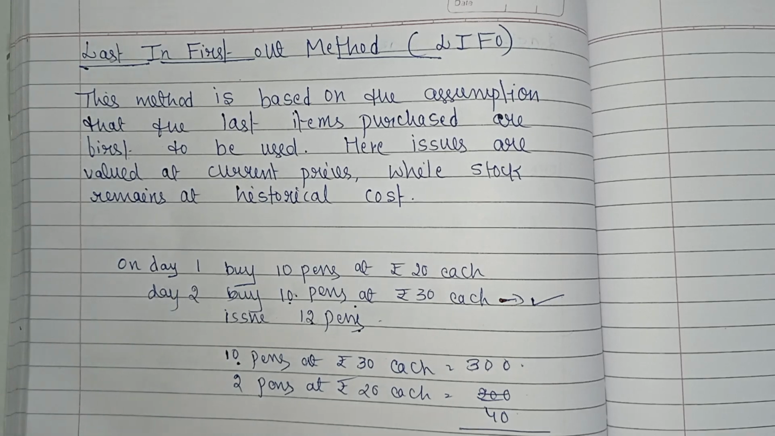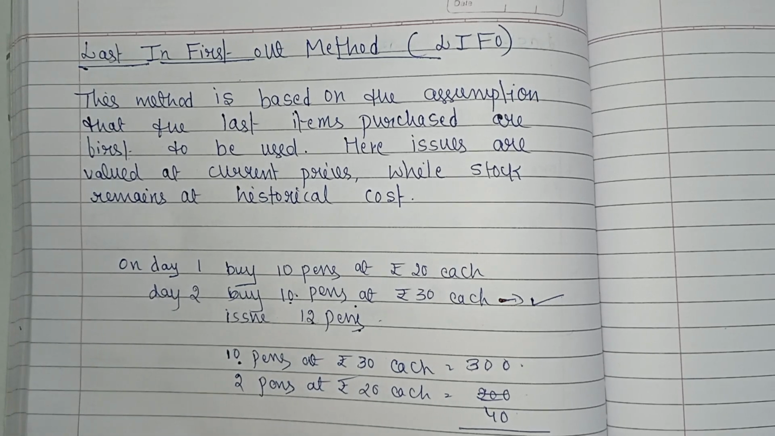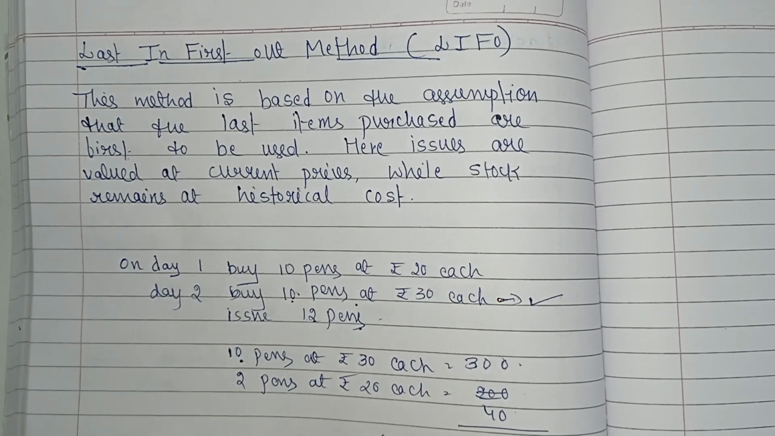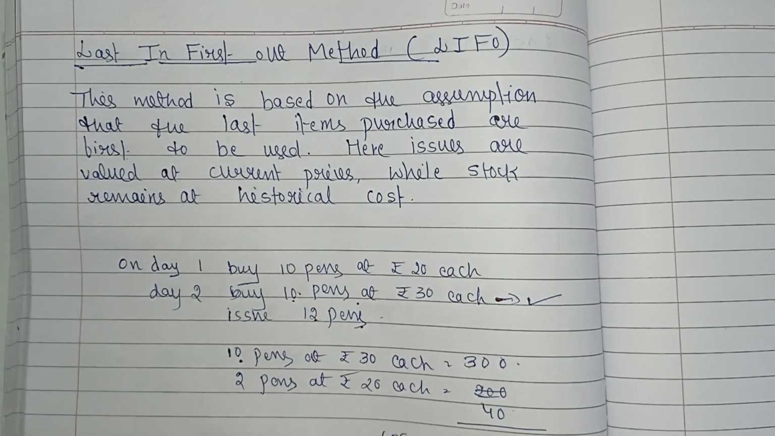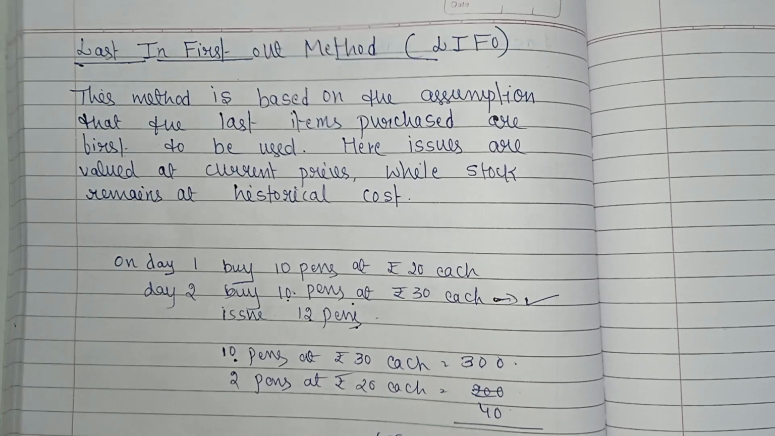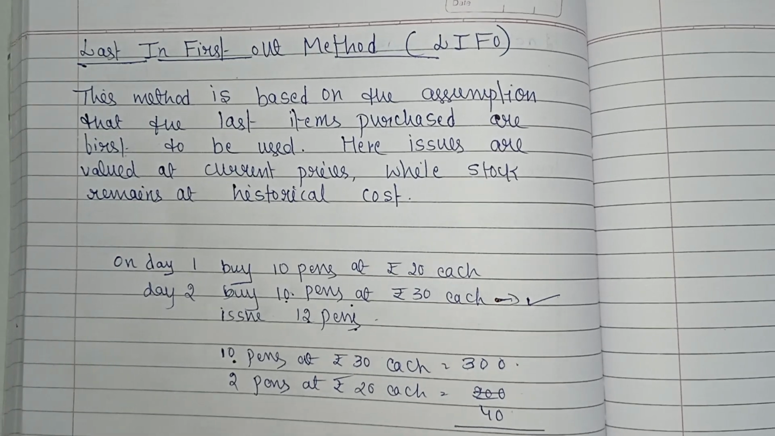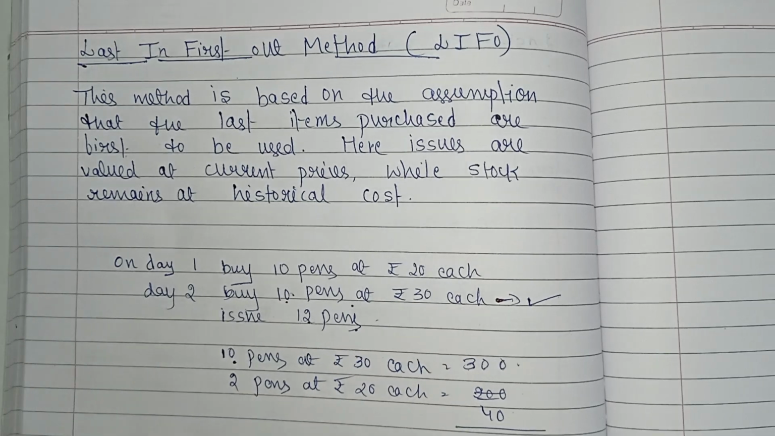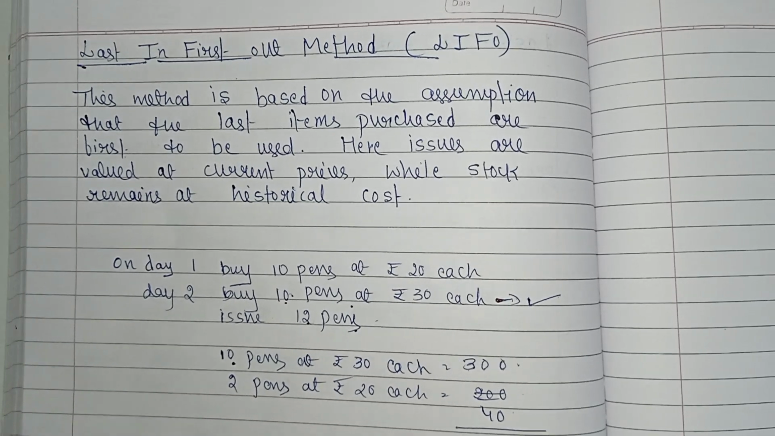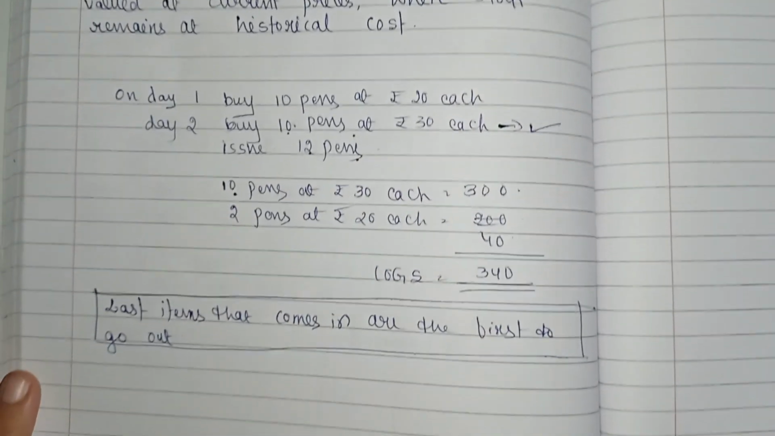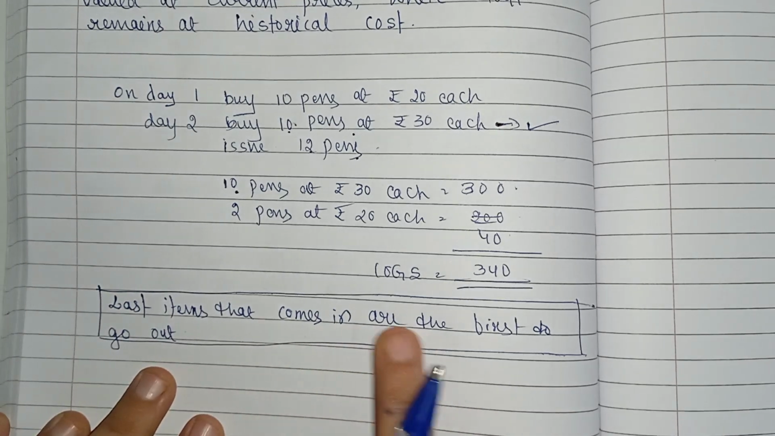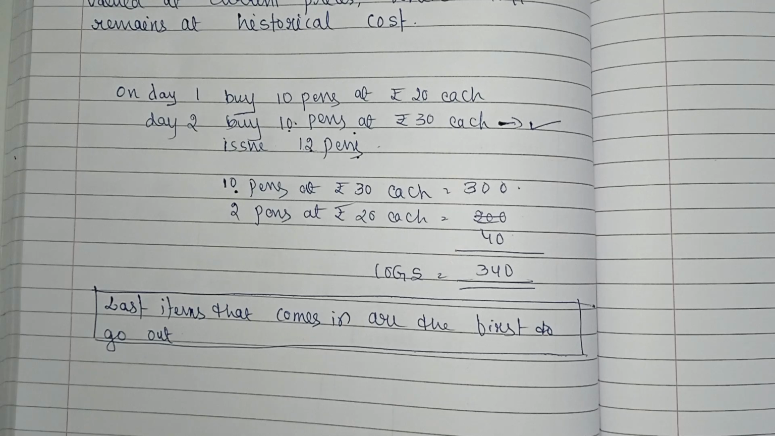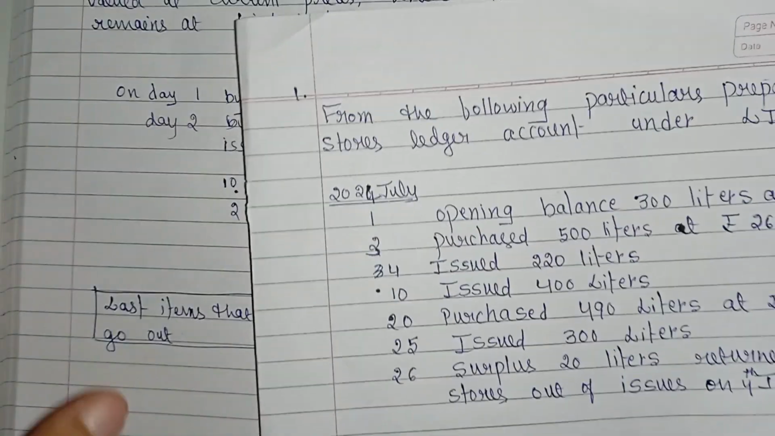Clear? Last items that come in are the first to go out. Okay, remember this. Now see here, last items that come in are the first to go out. Clear? Now we will solve one problem under LIFO method.